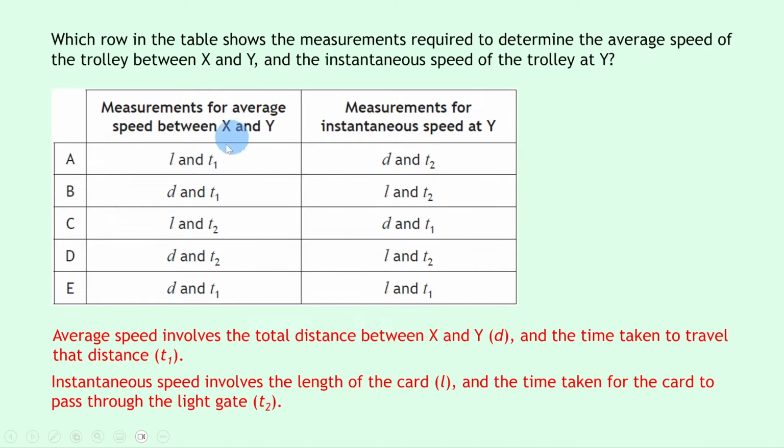So that means for the first column, measurements for average speed between X and Y, we would want to use the distance D and the time T1. So it's either going to be B or E here. And then for the second column, measurements for instantaneous speed at Y, we've said that we need the length of the card L and the time from the electronic timer T2. And that means E is not going to be our answer here because that says L and T1. And that means our final answer here, with D and T1 for average speed and L and T2 for instantaneous speed, is the option B.